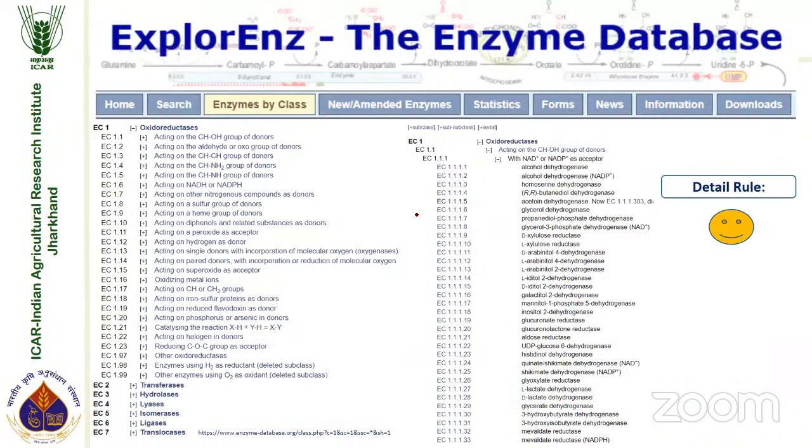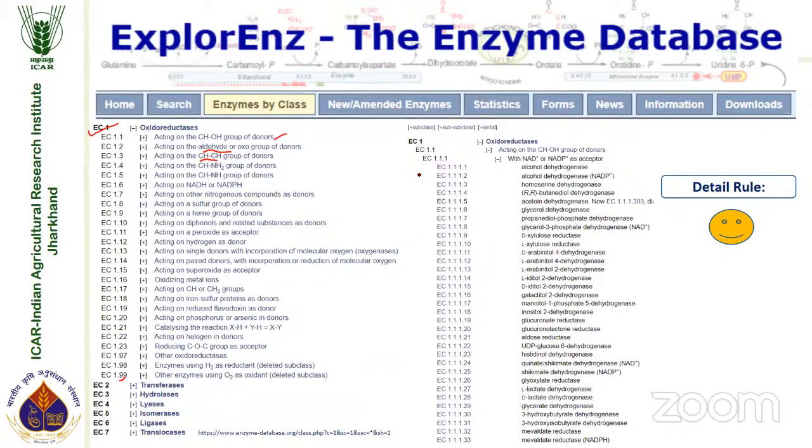So I will take you to the Explore Enzyme database. Here you see this is the website where you have enzyme by class. Under enzyme by class, you have EC 1, the oxidoreductase class. EC 1.1 is the CH-OH alcohol group donors. Then 1.2 is aldehyde or ketone. Similarly 1.3 is CH-CH. Similarly, you have plenty, around 99 different groups being transferred.